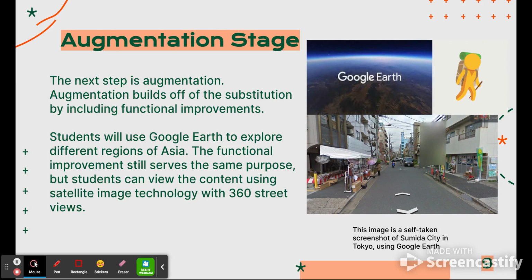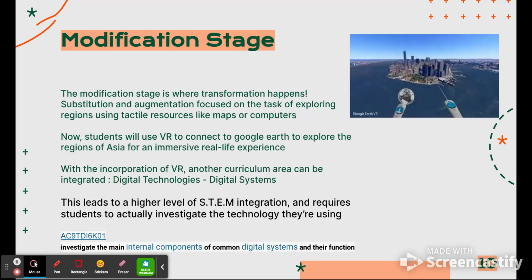The augmentation stage builds off of the previous stage by including some more functional improvements. For example, in this context, students could use Google Earth to explore different regions of Asia, and this still serves the same purpose, but students can view the content using a slightly more enhanced technology with satellite images and 360 street views. The modification stage is when the transformation starts to happen.